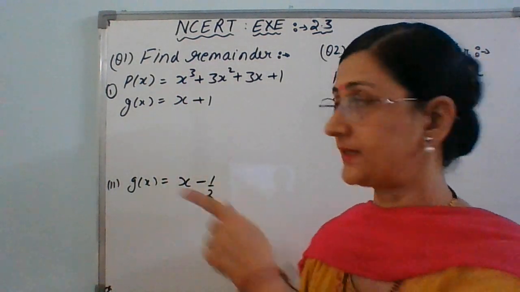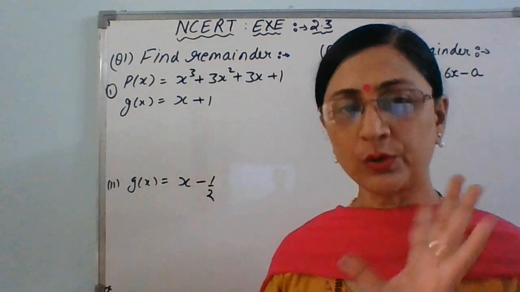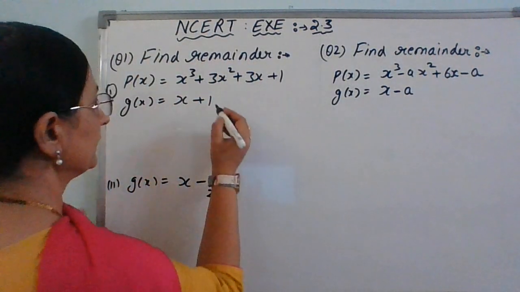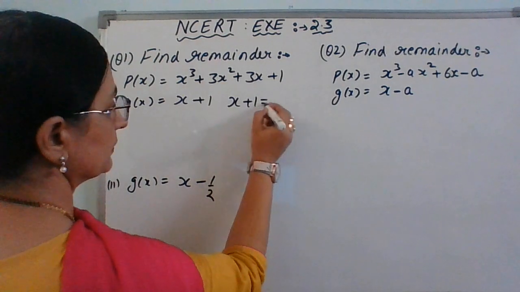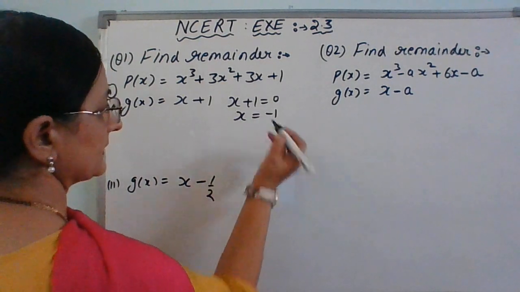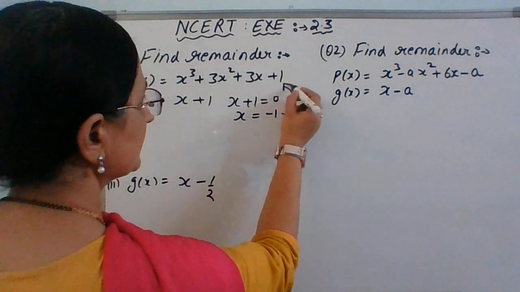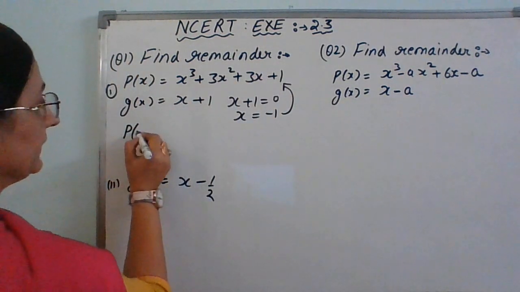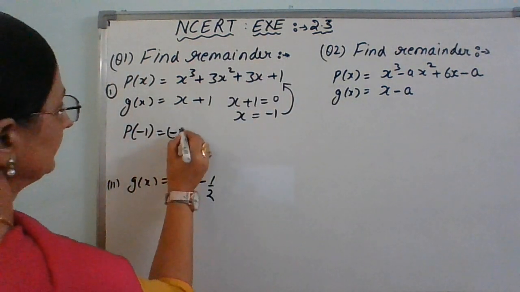p(x) is divided by g(x). g(x) is the divisor. So what do you do? The divisor, we put x plus 1 equal to 0 and we find the value of x, that is minus 1. Now we substitute this value in the dividend, right?